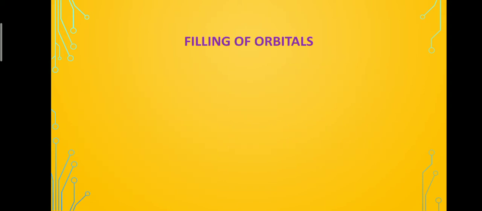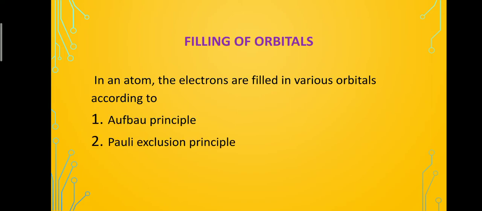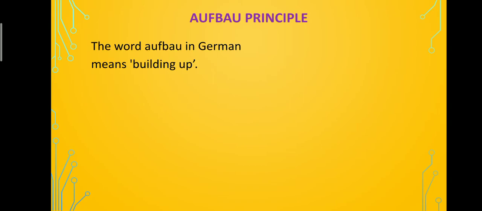So next one is filling of orbitals, that is, filling of electrons. In an atom, the electrons are filled in various orbitals according to the Aufbau principle, Pauli's exclusion principle and Hund's rule. So these three things have to be followed to fill electrons in an atom. First one, Aufbau principle. The word Aufbau means building up.